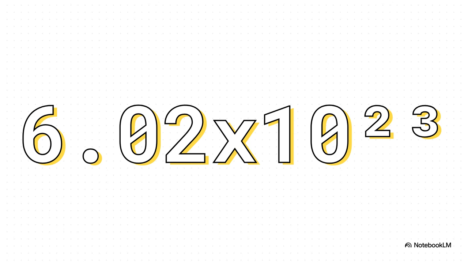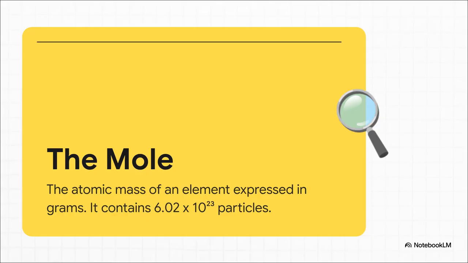It's a standardized amount, kind of like a chemist's dozen. But instead of 12, it's 602 sextillion. It's a standard unit that lets us count atoms on a scale that actually makes sense. And we call that chemist's dozen a mole. A mole of anything, whether it's carbon atoms or water molecules, is always 6.02 times 10 to the 23rd particles. And here's why that's such a game changer. The mole is the universal bridge.